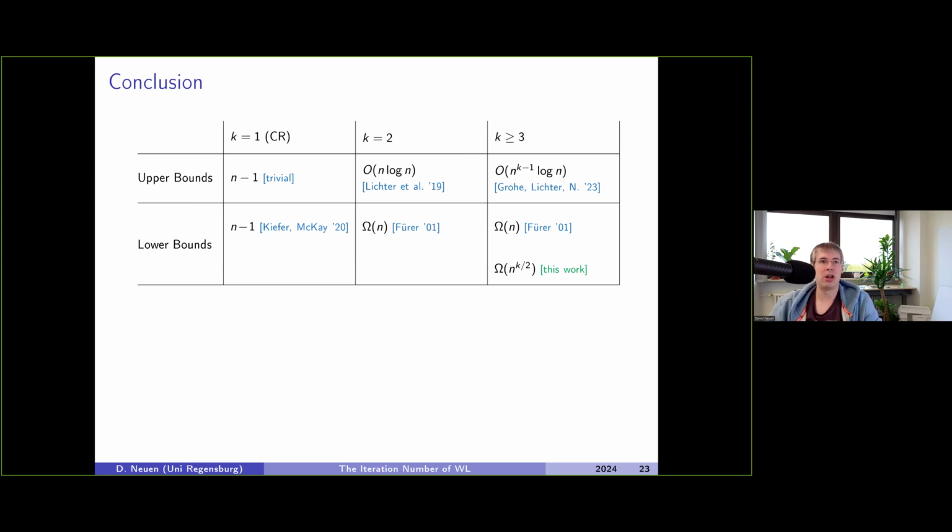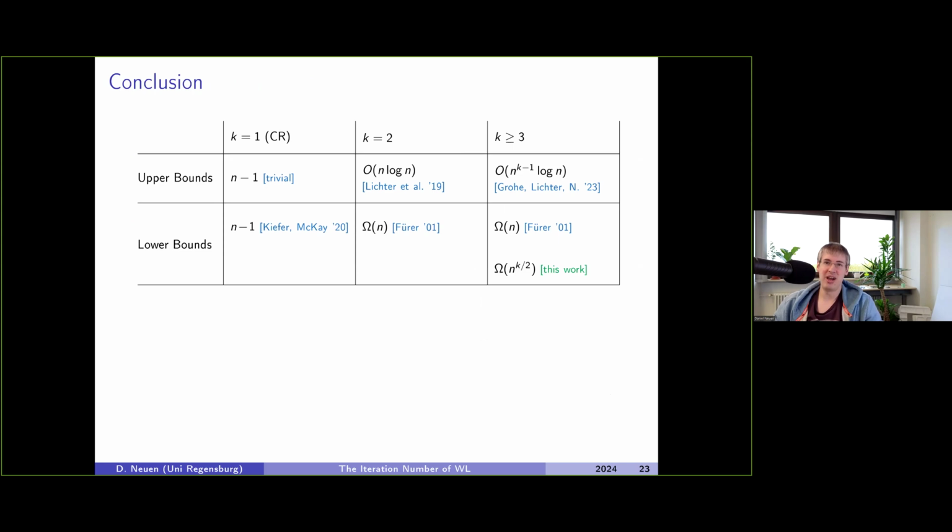let me briefly conclude. So here is the overview of the upper and lower bounds again that we currently have. The situation is completely settled for k equal to 1. Well, for k equal to 2, there still is this annoying log n factor between the upper and the lower bound. So this is one thing that would be nice to remove.